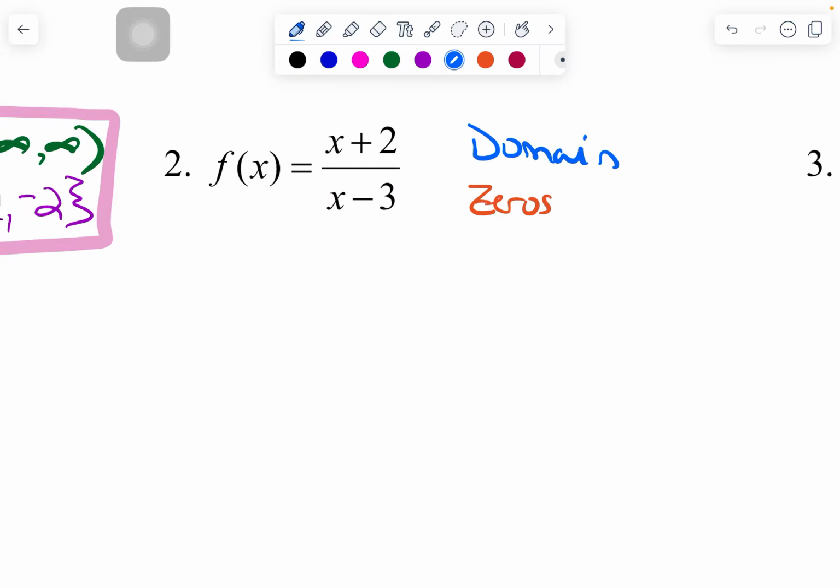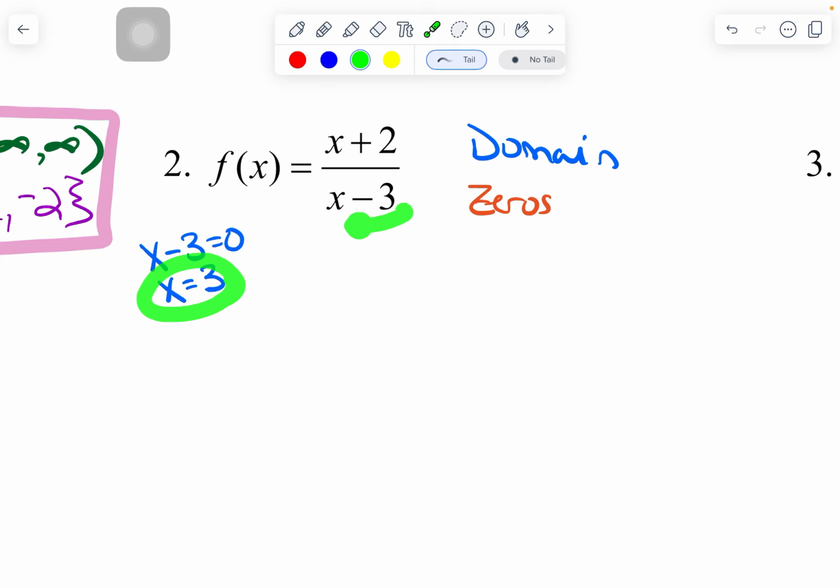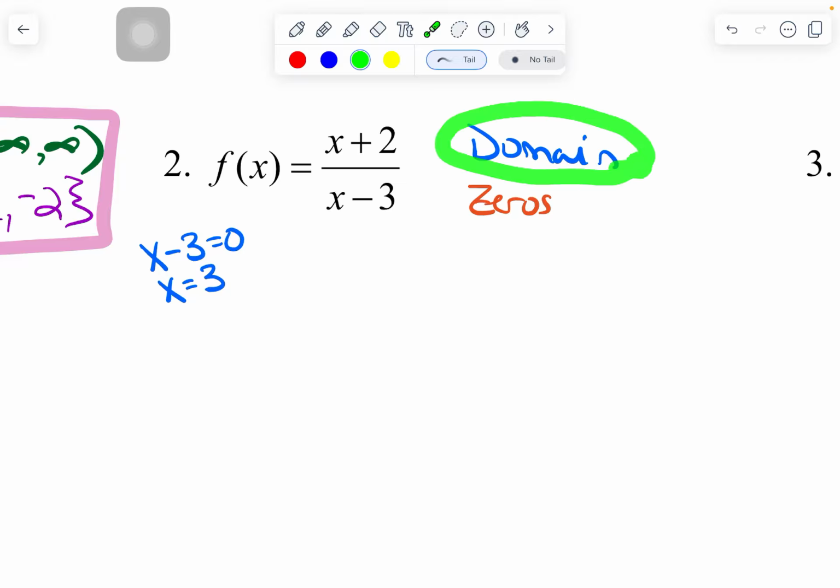So I'm going to do something kind of weird. I'm going to specifically set the denominator equal to 0. I want to find out what the problem child is, and that would be if x is equal to 3. If x is equal to 3, that denominator becomes 0, then we have that whole concept of it being undefined. That's a problem. So your domain can be any number except for 3.